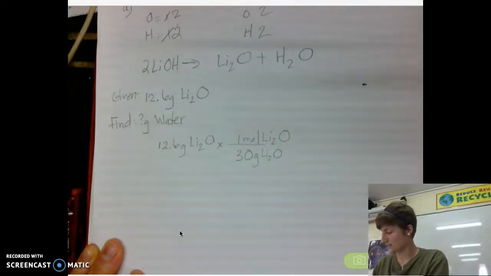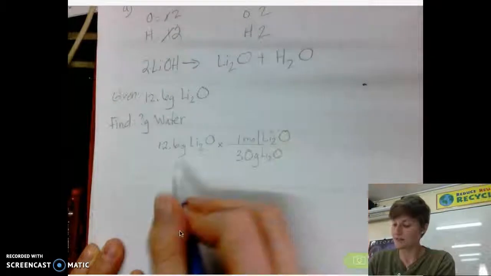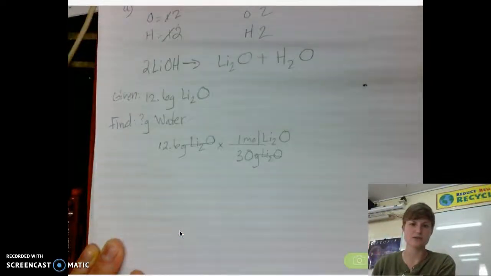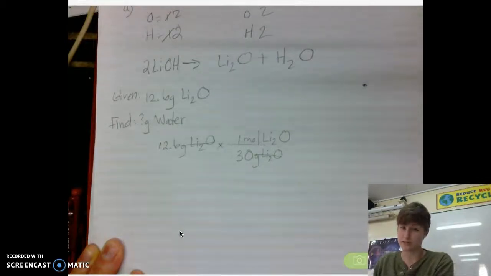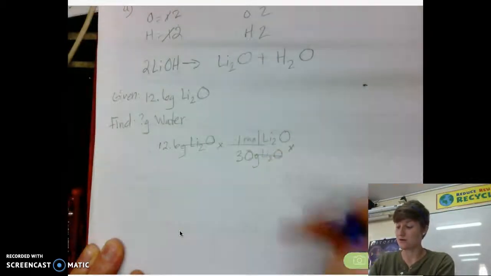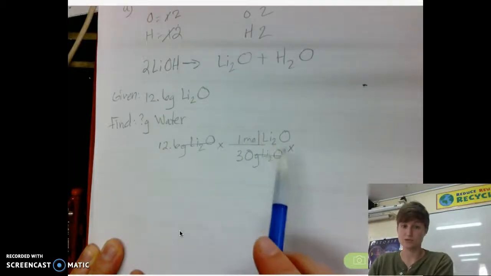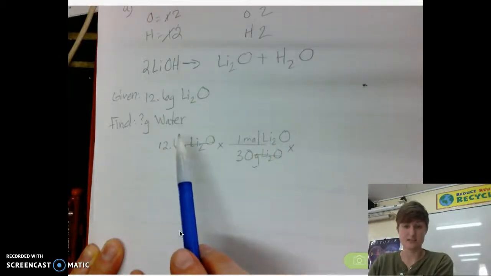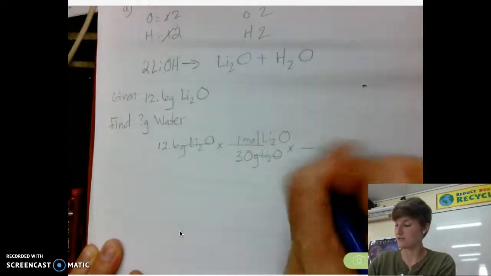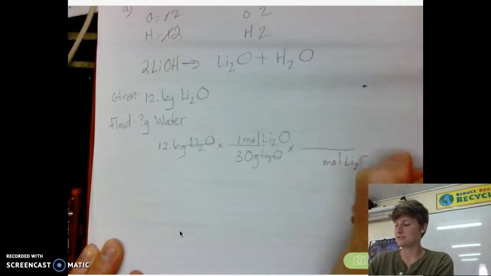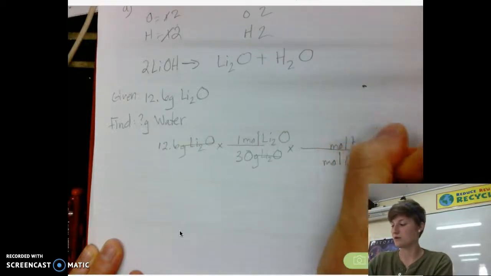14 plus 16. Yep, we're correct. So my grams cancel out. If you do this, cancel out your units each time, you know what your next step will be. So now I need to go from moles of lithium oxide to moles of water, because that's what I need to find. So I have moles of lithium oxide and moles of water.